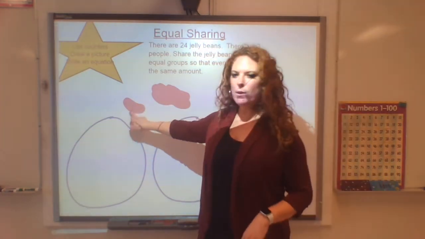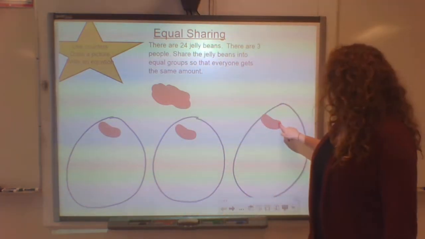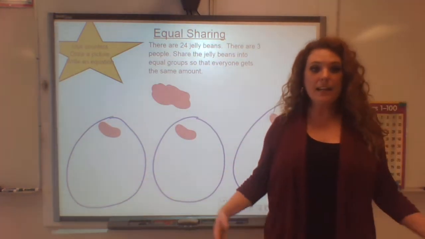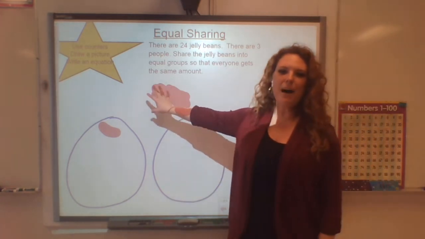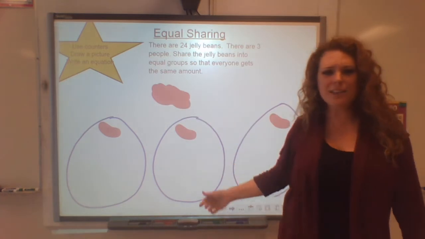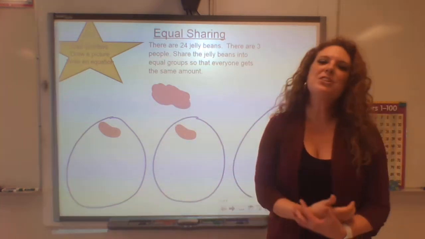So I'm going to take 1 jelly bean, give it to Alyssa. I'm going to take 1 and give it to Chloe, and I'm going to take 1 and give it to Wyatt. Now, am I done? Have I divided out my jelly beans? No, I still have a pile more. And let me tell you, my kids would be like, what, just 1 jelly bean? You have all those jelly beans. So I'm going to share them all.